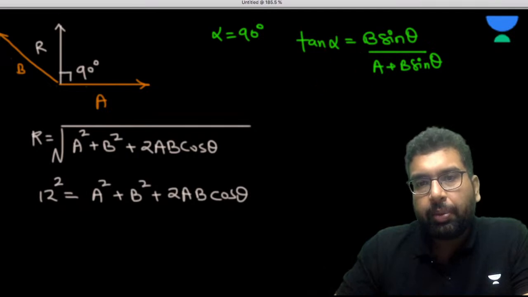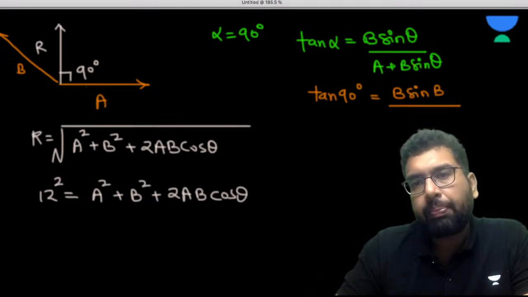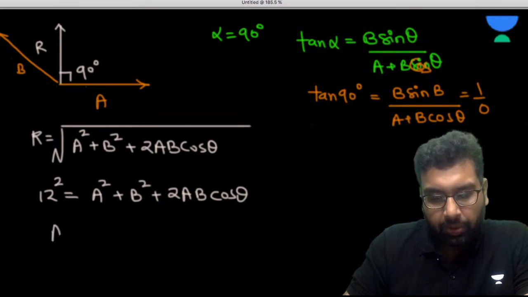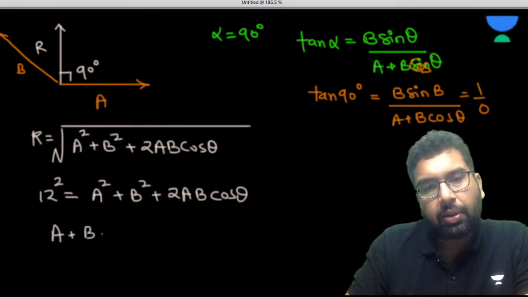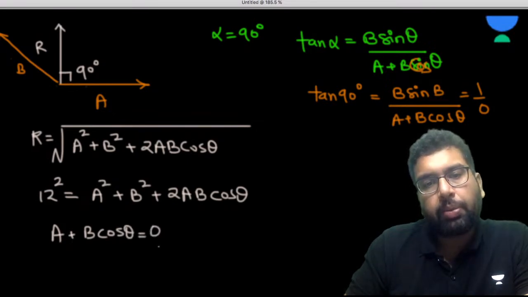So this is going to be tan alpha as tan 90 degrees. This is going to be B sine theta. Oh, sorry, this was a plus cos theta, na? B cos theta. So A plus B cos theta. So tan 90 is going to be 1 by 0. So from here we are going to write A plus... sorry, I just made the correction. This is cos theta. So A plus B cos theta is going to be 0, sir.